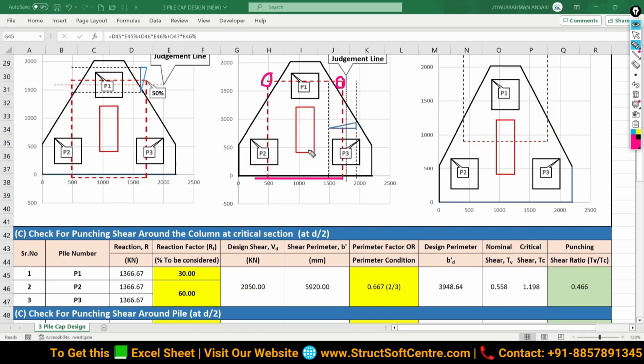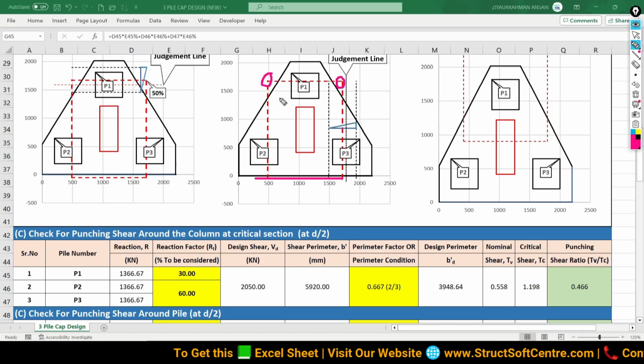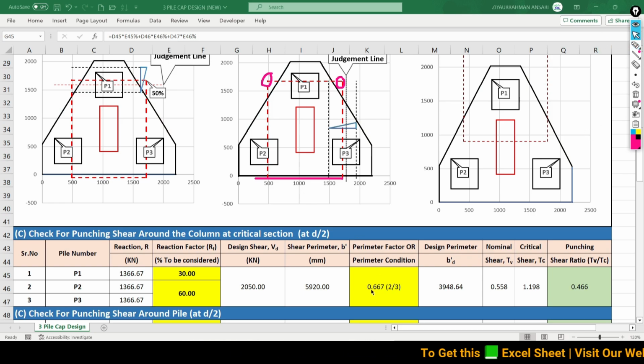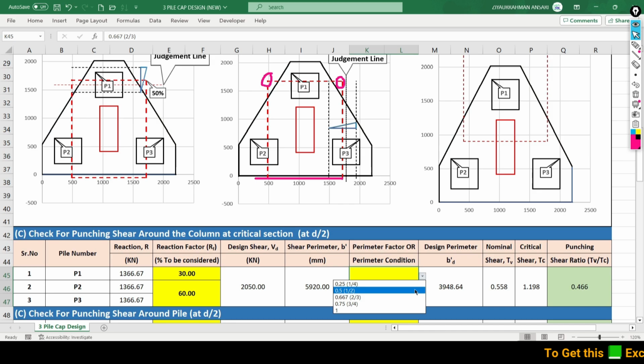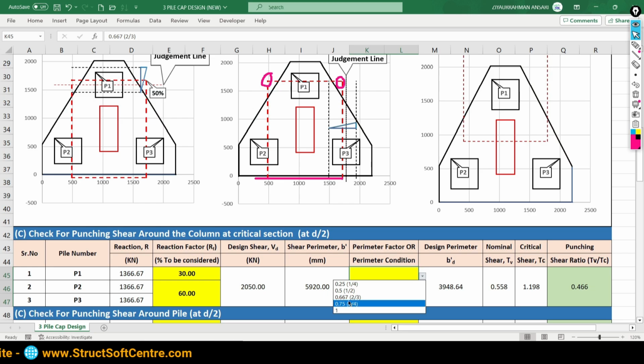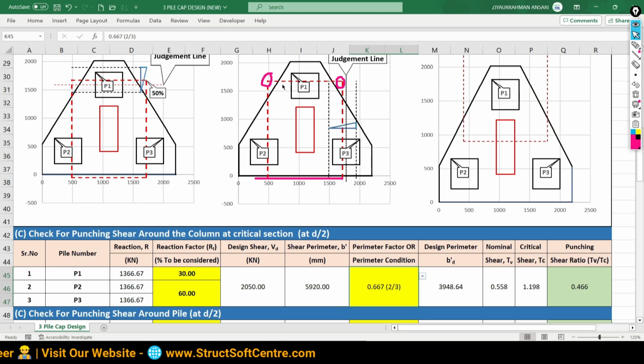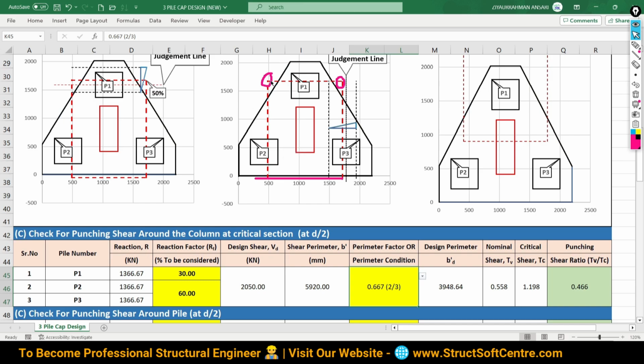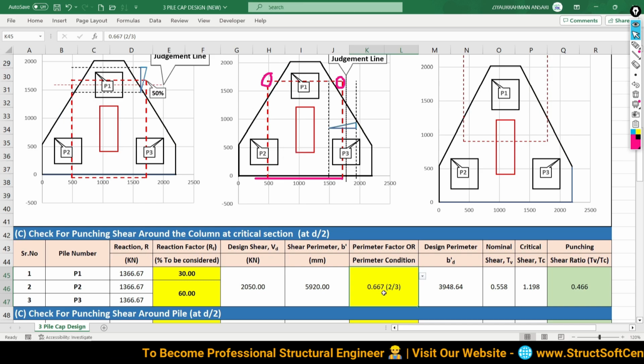This portion is coming outside of the pile cap, so we have to do the reduction for this. And that's why we are going to consider only the 2/3 portion. So there are different options: 1/4, half portion, 2/3, 3/4 and 1. I am going to consider 2/3 because most of the part is coming inside of the pile cap, some parts coming outside. That's why I am going to consider 2/3.